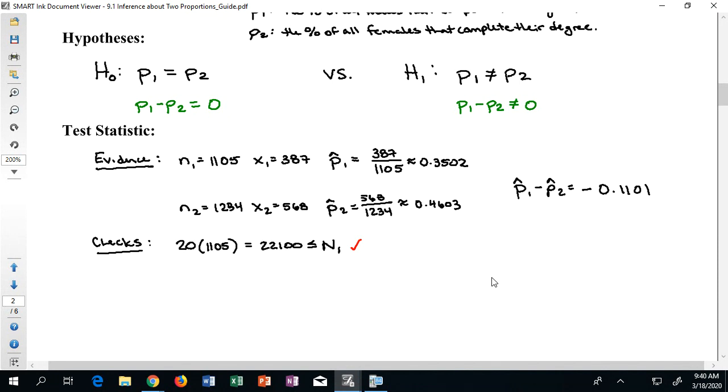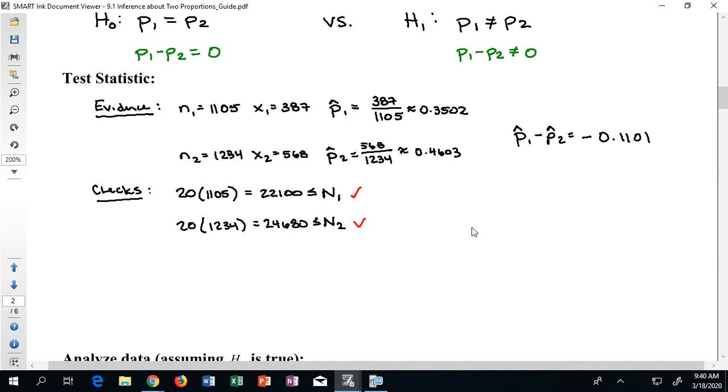If I was to go ahead and take a look at what happens with sample 2, I see that I end up with 24,680 when I do that multiplication, and I believe there are at least this many female students, and absolutely I do. I then have 2 more checks to actually conduct.